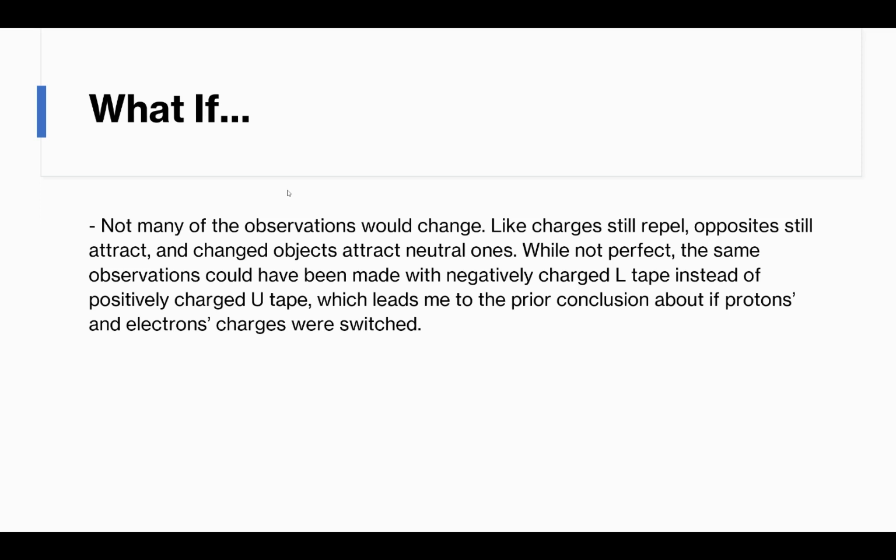For the what if, not many of the observations would change if electrons had positive charges and protons had negative charges. Like charges would still repel, opposites still attract, charged objects attract neutral ones. The same observations could have been made with negatively charged L tape instead of positively charged U tape, which led me to the prior conclusion about if protons and electrons charges were switched.